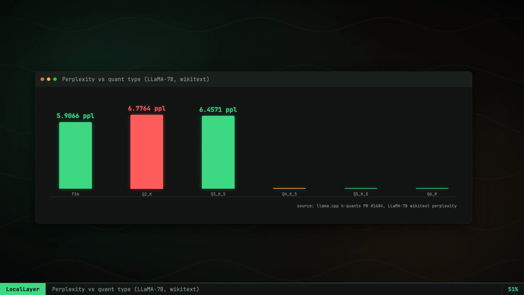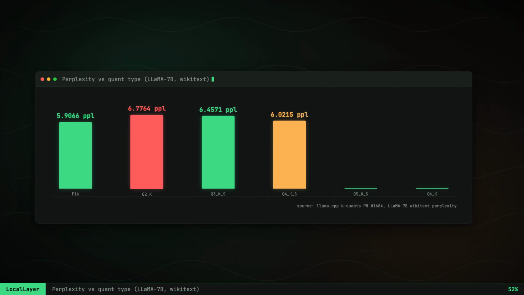Q3_K_S is 6.4571. Q4_K_S drops to 6.215, plus 0.11. Q5_K_S is 5.9419. Q6_K is 5.9110, basically free at plus 0.7.